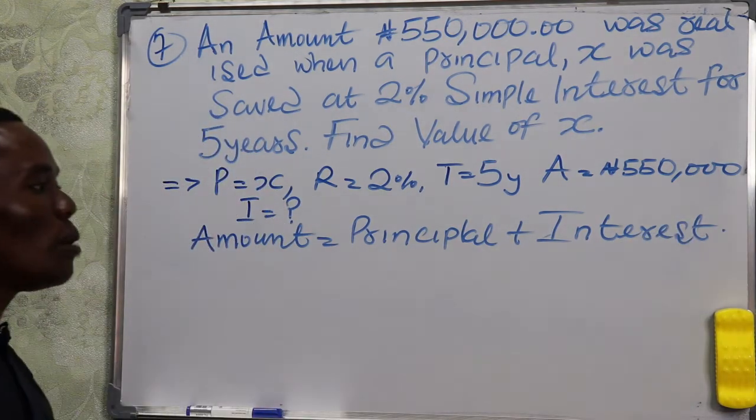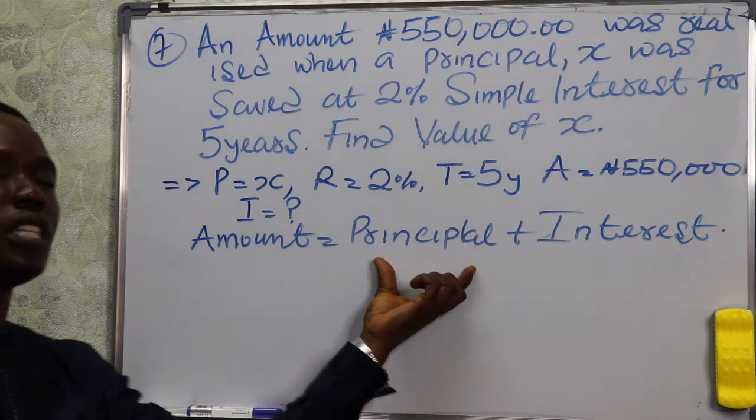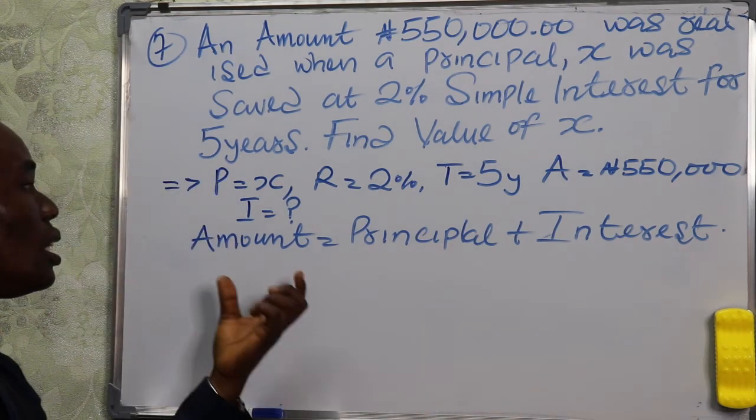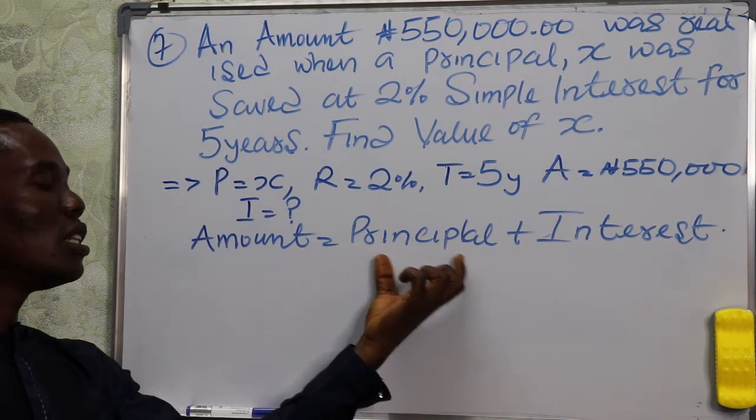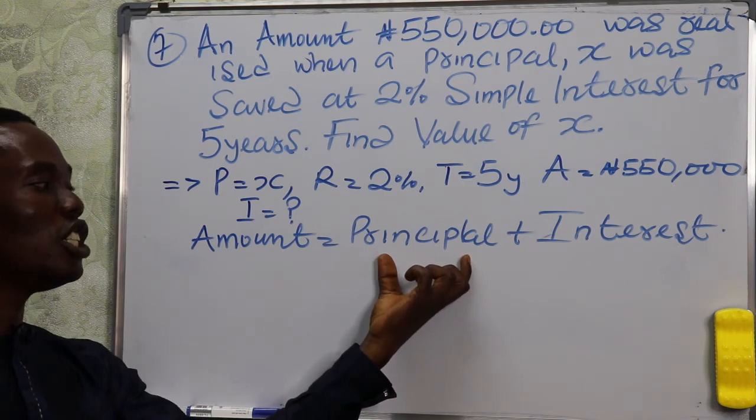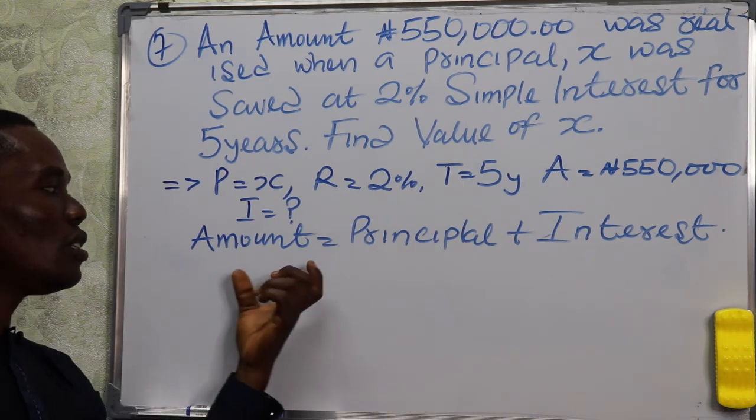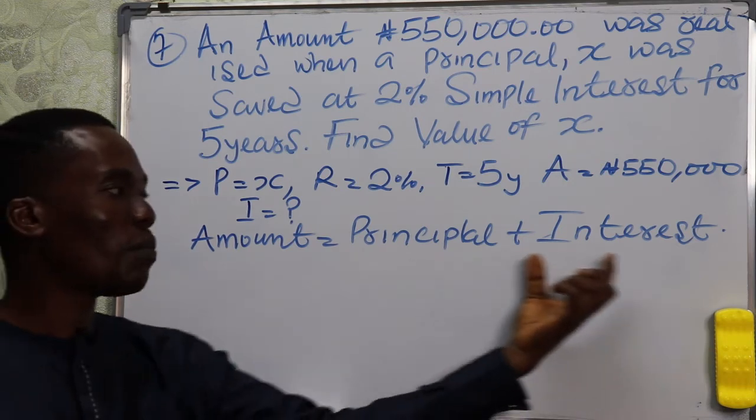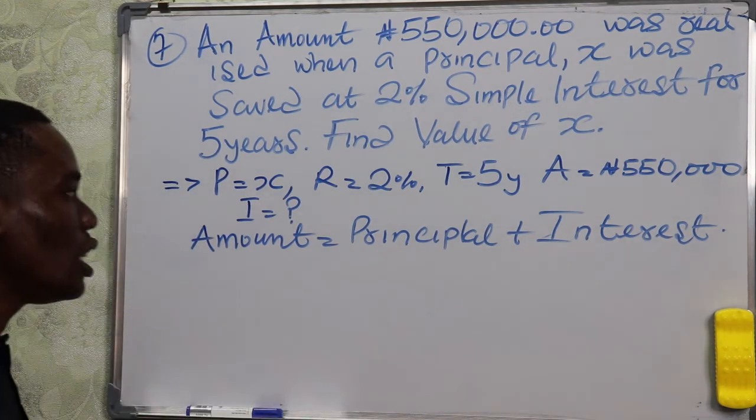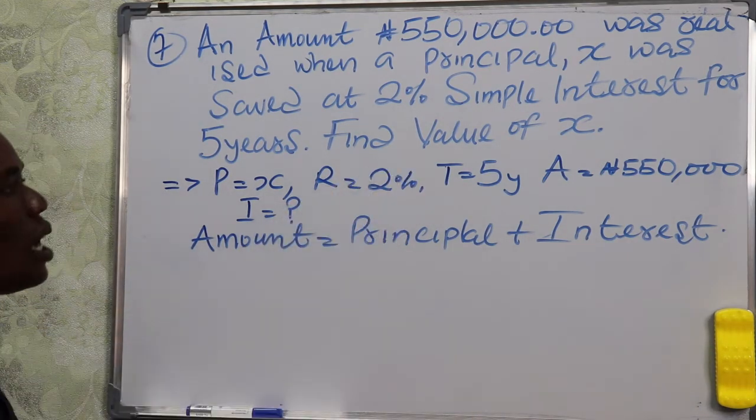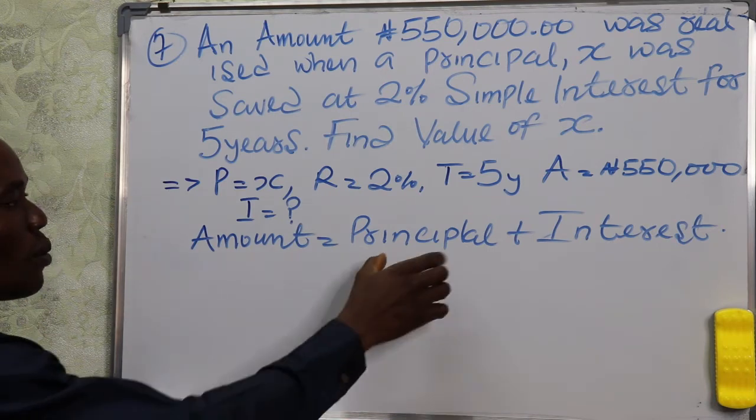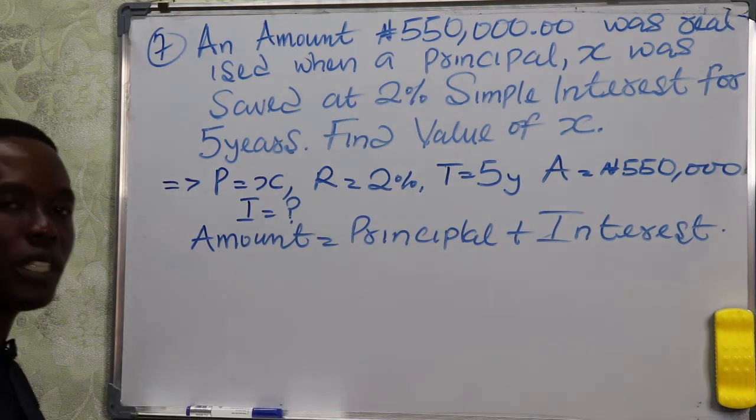Now when you go to a bank and you deposit an amount of money, it accumulates interest. The amount you've deposited is the principal. After some years, the amount you're going to get is the principal plus the interest. So let's look at how we can find the interest before we can apply this straight equation.